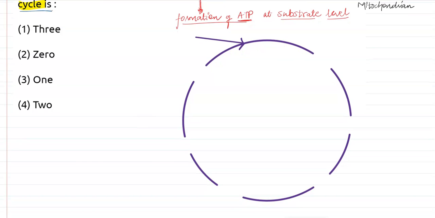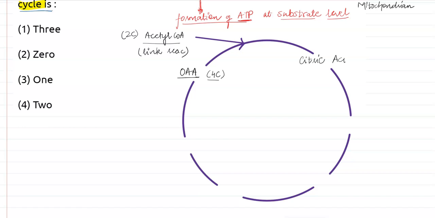It starts when the oxaloacetic acid, or you can say OAA, which is a 4-carbon compound, combines with acetyl coenzyme A, which is a 2-carbon compound, which is formed in the link reaction. When these compounds combine they form citric acid. This is the reason this cycle is called citric acid cycle, because the first compound formed in the cycle is citric acid. This is a 6-carbon compound.